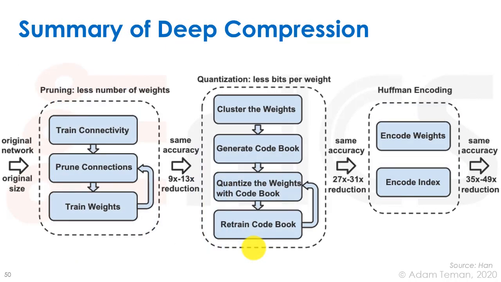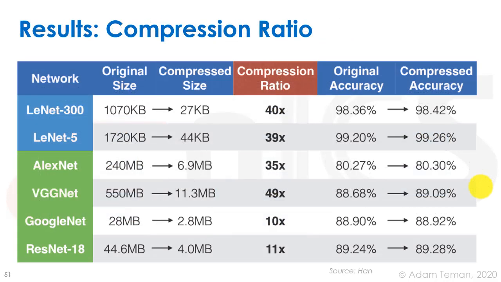So here again is the original network that goes through the pruning, gets a 9 to 13x reduction, then it goes to quantization, keeps the same accuracy but with a 27 to 31x reduction, and through the coding it arrives at a 35 to 49x reduction through this pipeline, and that's why it's called deep compression. Just as one of the results that Song Han showed, you can take different nets starting from LeNet down to GoogleNet or ResNet or VGG, and you can see that the compression ratios can be 40% or more, and you can maintain a similar accuracy. In some cases, they even get a better accuracy than the original.